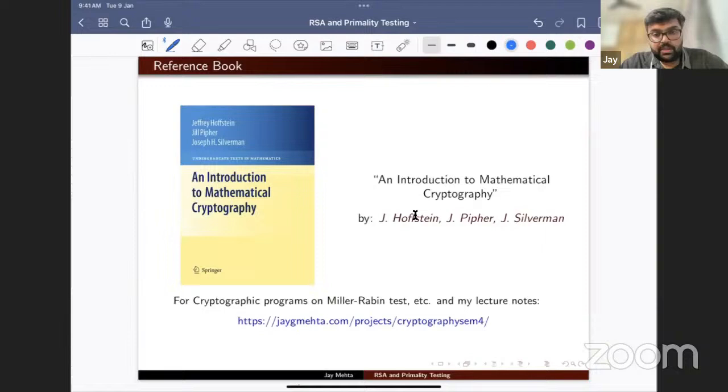Suppose we attempt 10 values of a, and none of them is a witness. That means our probability is 1/4 to the power 10, which is approximately 10 to the power minus 6. Then we try another 10 values. If we try 100 values, then the probability of the number being prime increases.